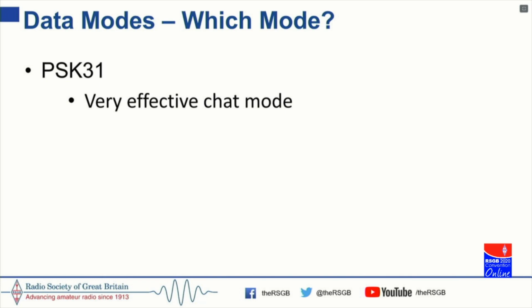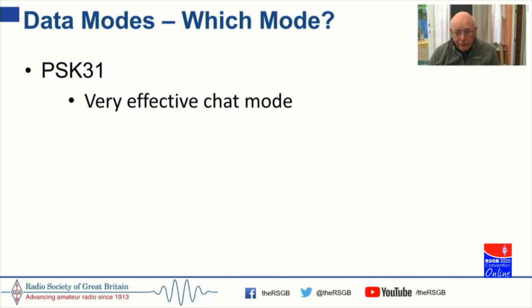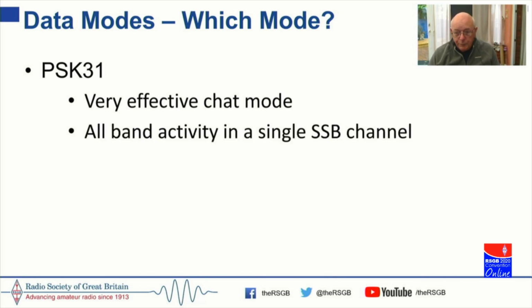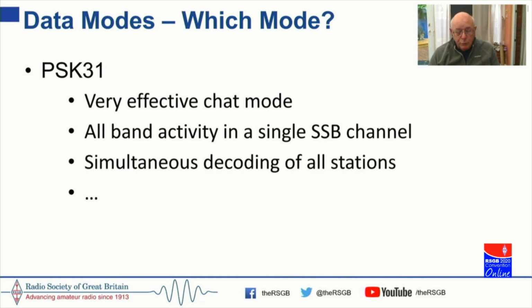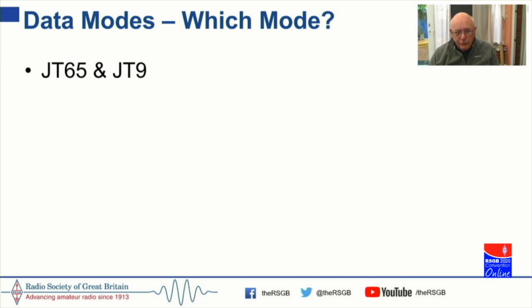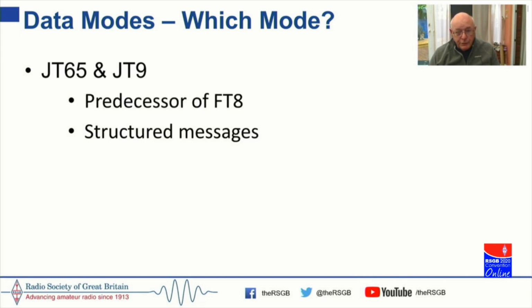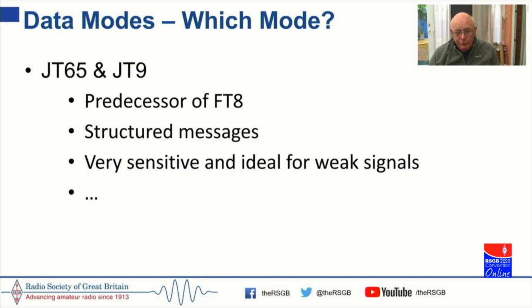So PSK31, this was before FT8, PSK31 was the mode that everyone used. It was designed specifically as a chat mode, i.e. for free text calling. Much the same as FT8, all the band activity is contained in a single SSB channel, and most decoders will decode all the signals in that band. JT65 and JT9, both predecessors of FT8, use structured messages again, so there's no opportunity to chat, but they're slightly more sensitive than FT8 and particularly good for very weak signal paths.